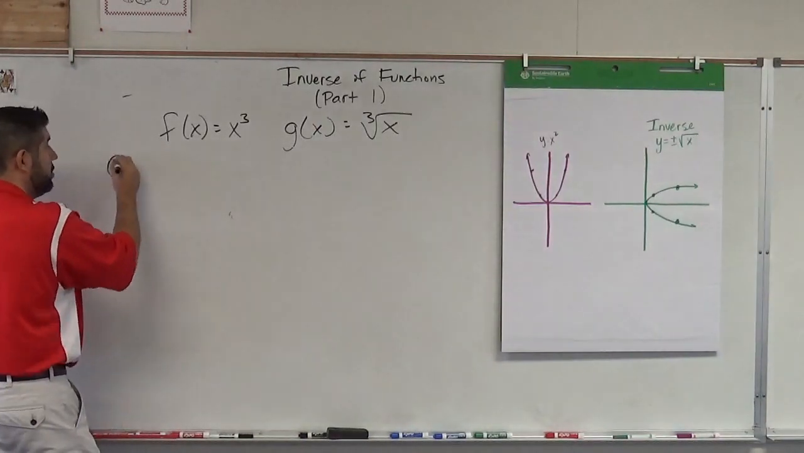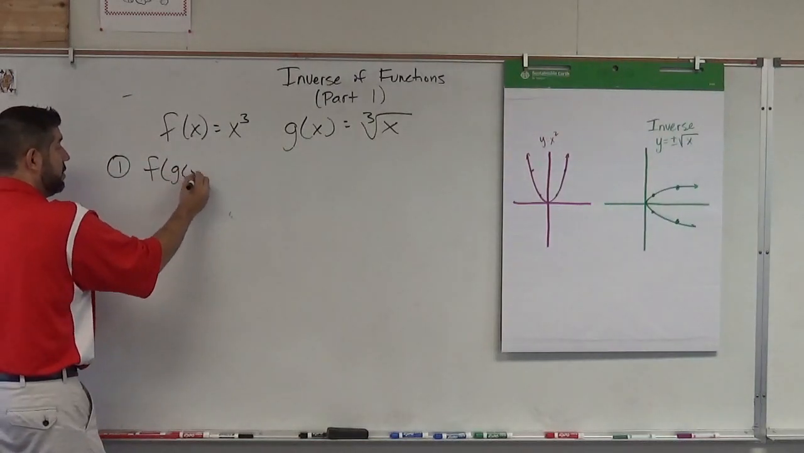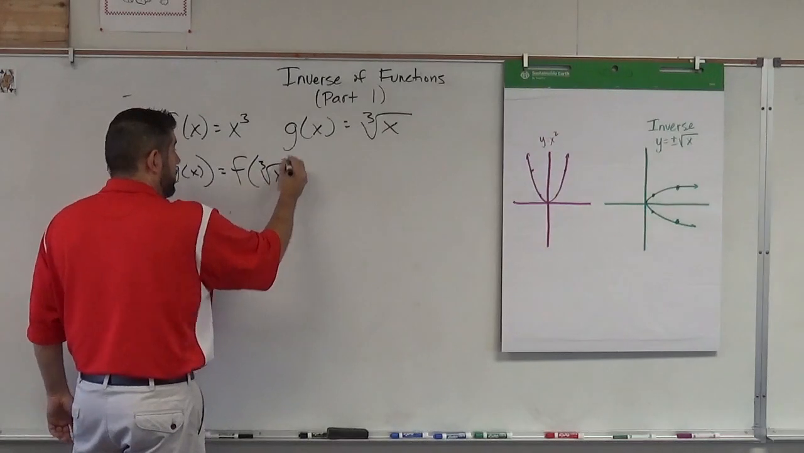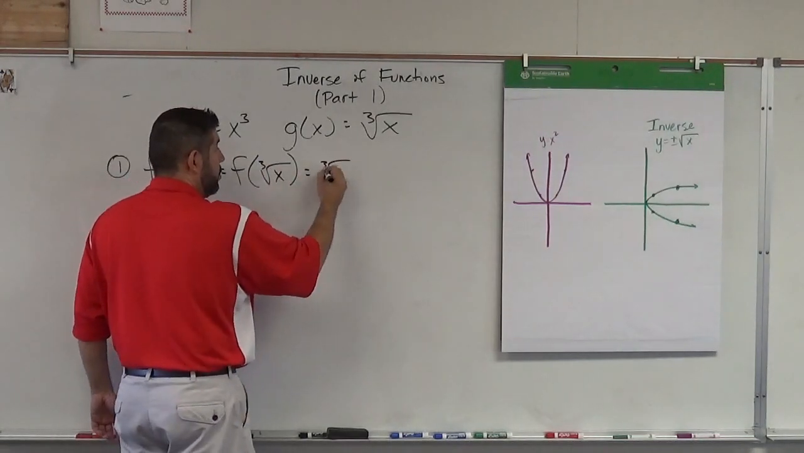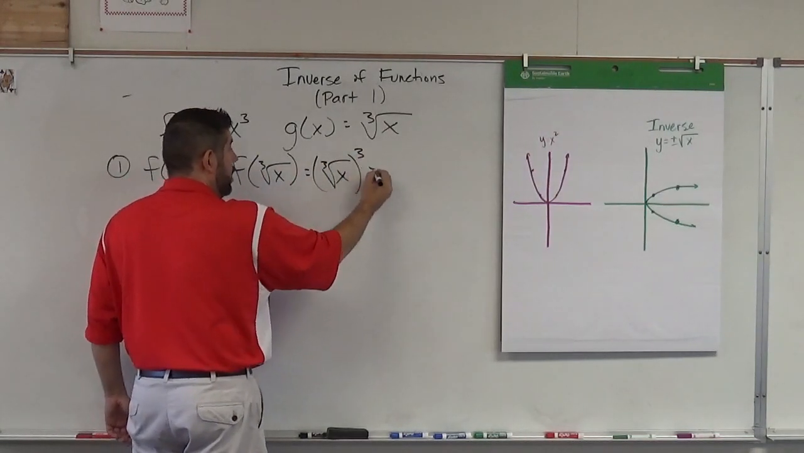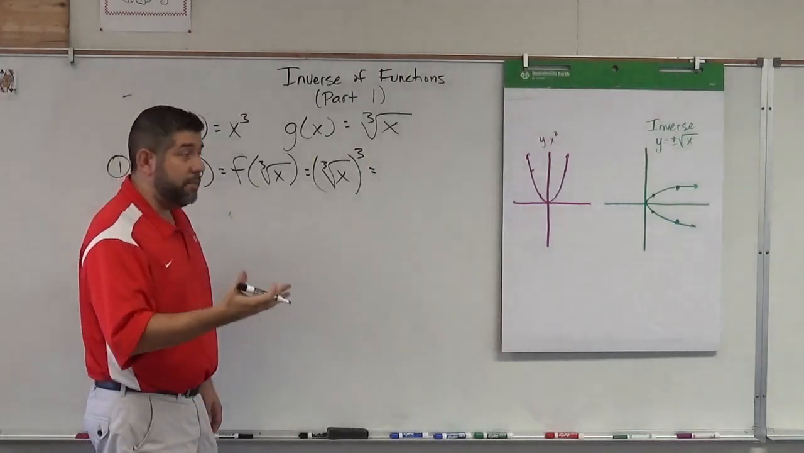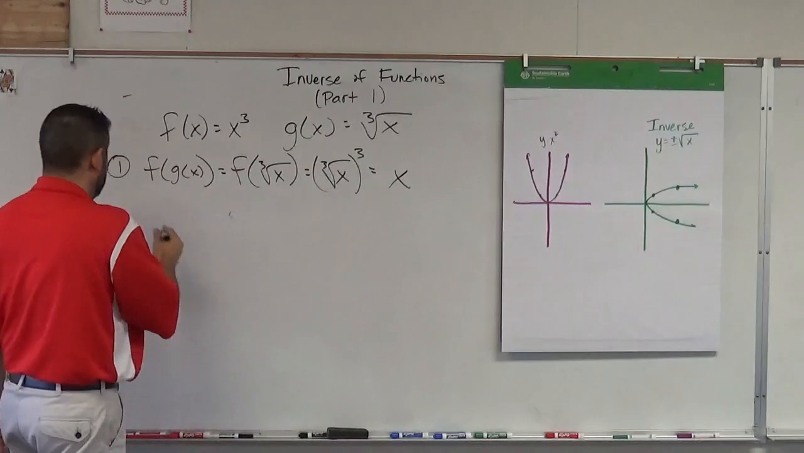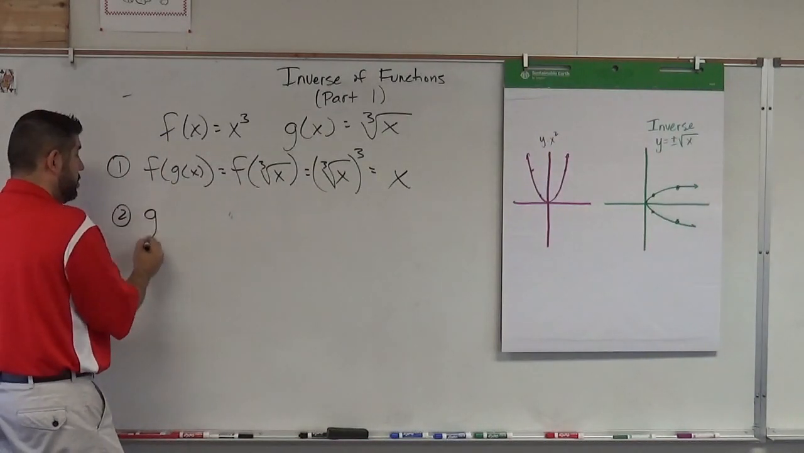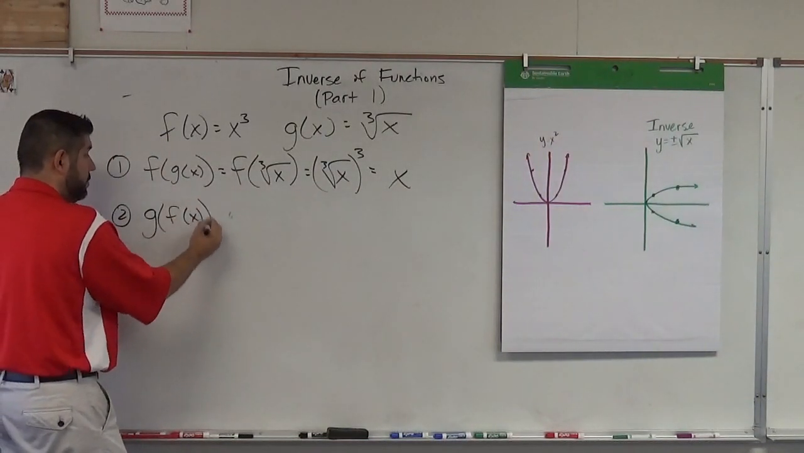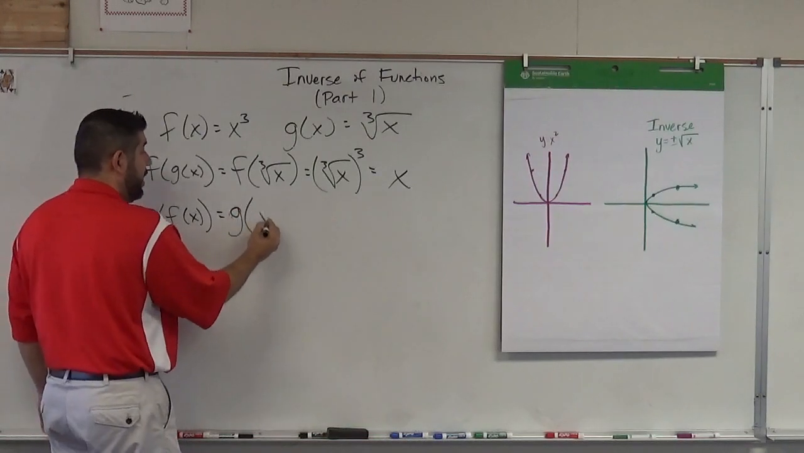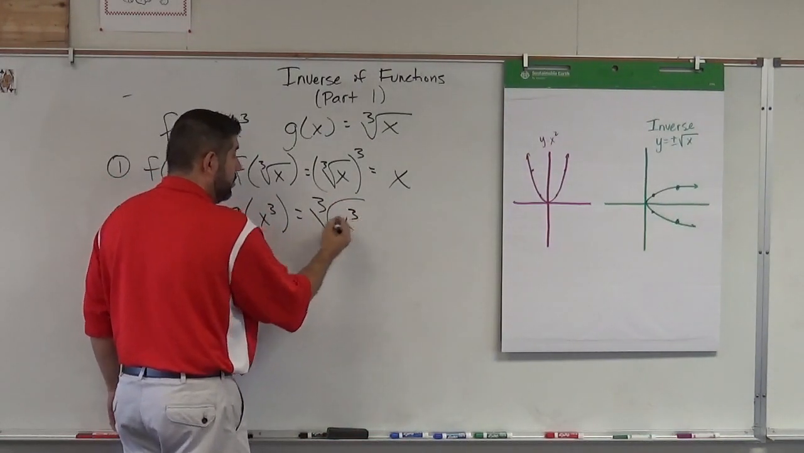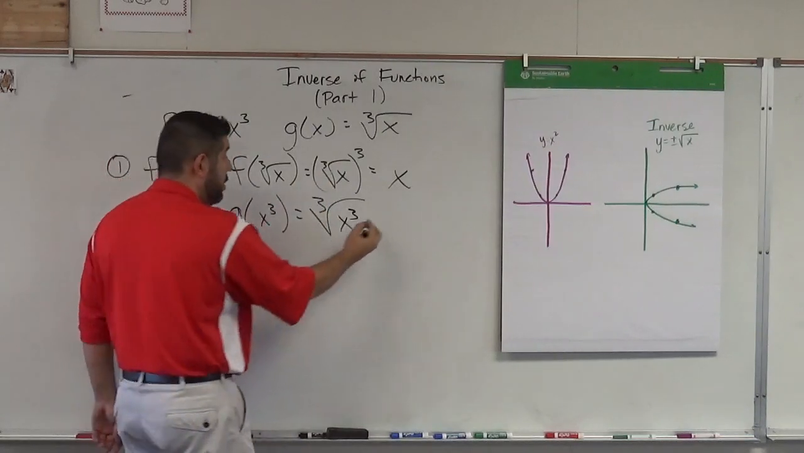So the first thing I'm going to do is take f of g of x. So I'm going to take f of the cube root of x, and I get the cube root of x, cubed. And we know that the cube root of x cubed, these guys kind of cancel out, is x. Alright, so I'm going to do it for the other one, g of f of x. g of x cubed is the cube root of x cubed, and I have a similar situation here, which is x.